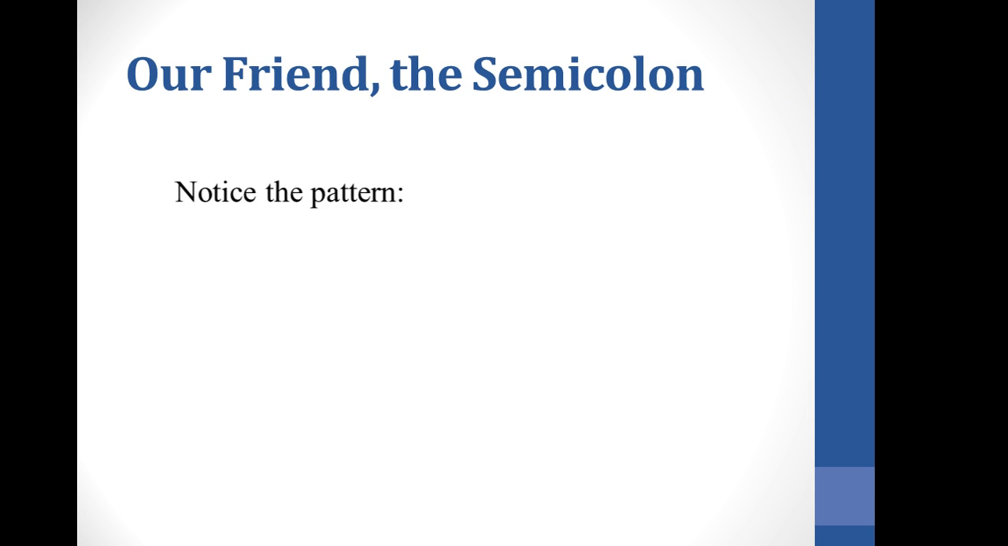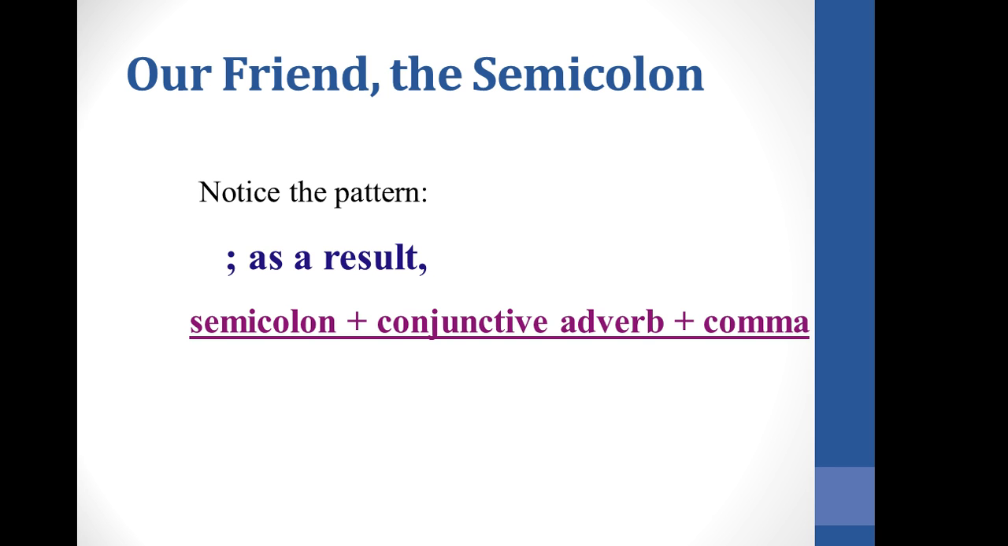Now, something that's important to know with this is the pattern. When you have a semicolon and a conjunctive adverb, there is a specific pattern. It's semicolon, conjunctive adverb, comma. You're always going to have a comma after the conjunctive adverb.